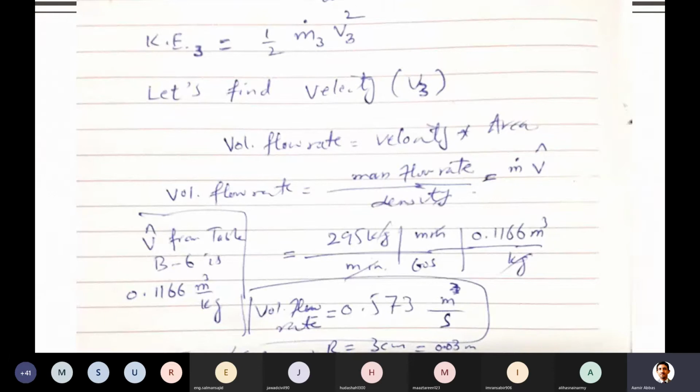Next is to find area. So do we have any information about calculating the flow area of inlet streams? Yes sir, from the diameter we will find the radius. I'm asking, do you have any diameter information for inlet streams? Listen to me, please. For inlet streams, no, sir.